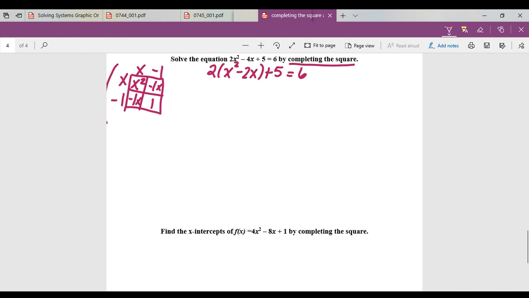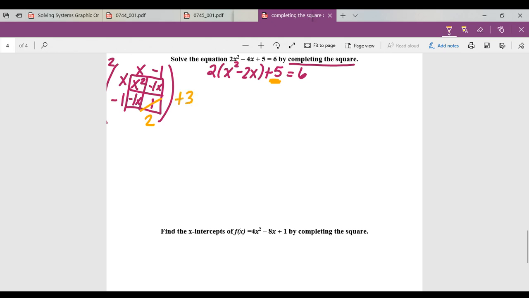How many of these boxes do I have? 2. So instead of a 1, what am I actually going to compensate for? 2. So that gets crossed off and replaced with 2 times 1 is 2. But I really need to make a 5. So what gets added on here?